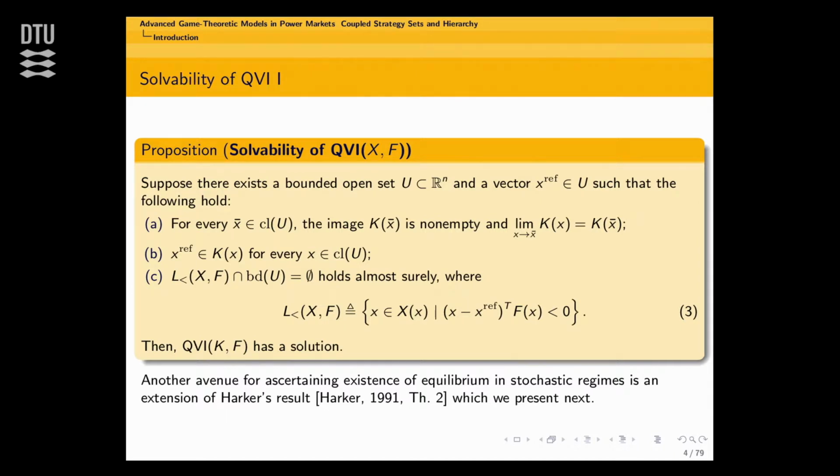Okay. And you remember we had this set L_{<}(X, F) that we had used for VI with x_ref. A similar set comes out here, but instead of capital X just being a constant set, it's now a set valued map.